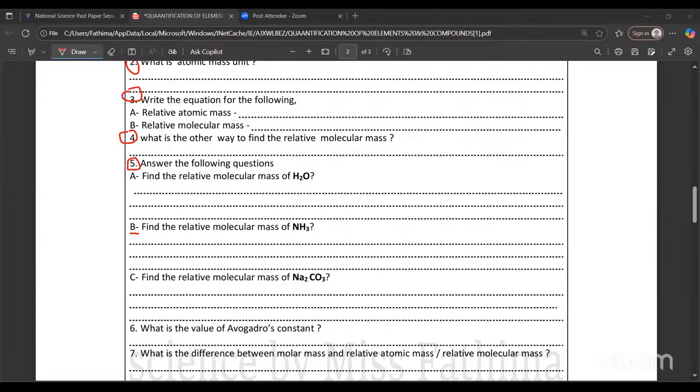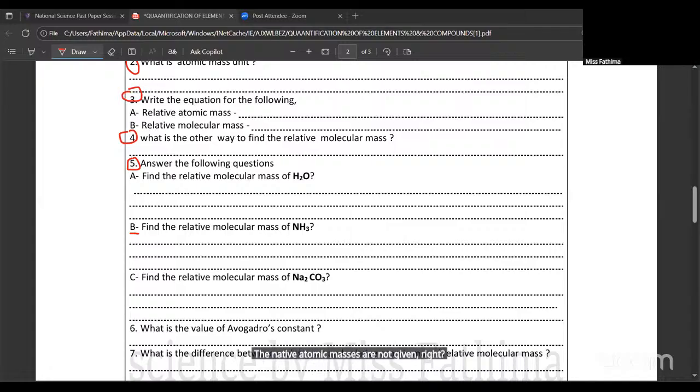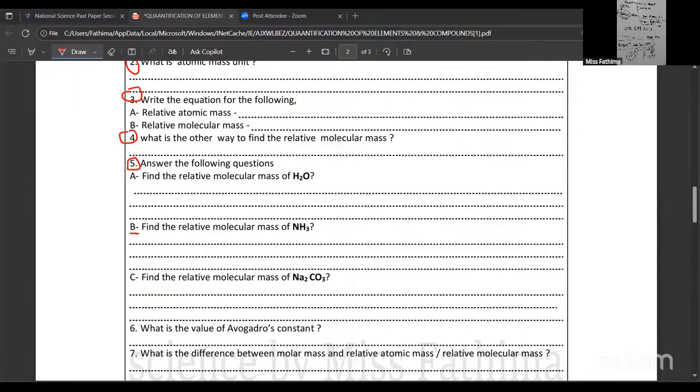Teacher, for the fifth one, the relative atomic masses are not given, right? Yeah, I'll give it. It is not attached to the question. Wait a minute. I'll write it on the board.